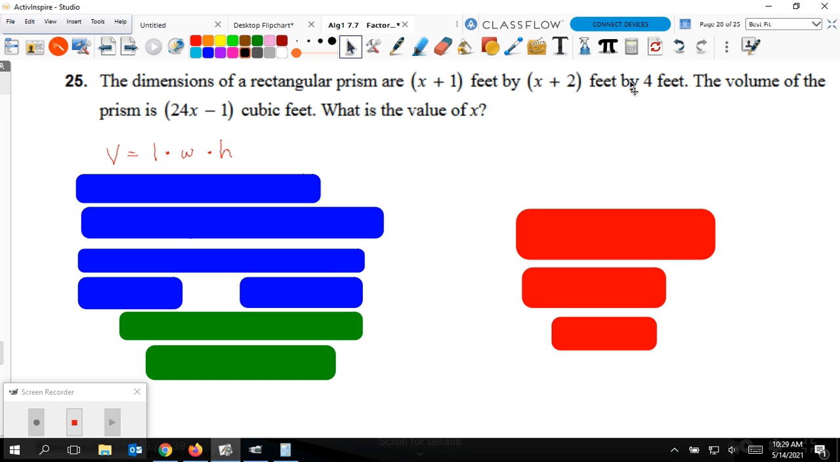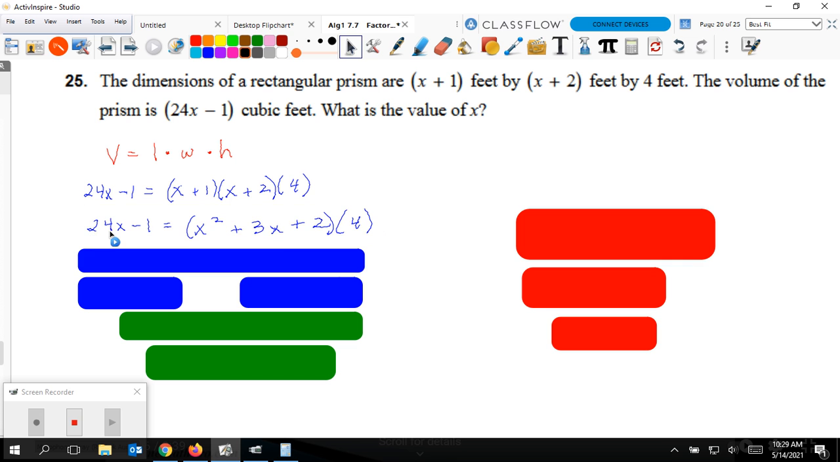These are the dimensions, like length, width, height, the 3 dimensions here. It doesn't matter which way you put them, so I'm just going to plug them all in. So my volume, my length, width, and height are these 3 dimensions. And we're just trying to find the value of x, so we need to solve this for x. So first thing I got to do is simplify this side by multiplying. So I'm going to multiply, keeping this side the same.